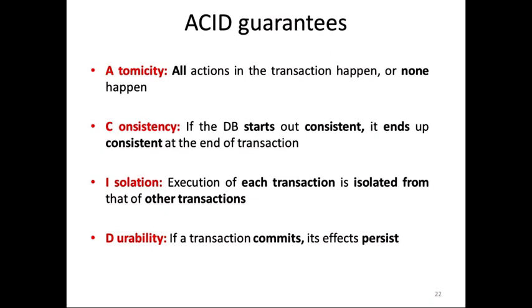Atomicity: all actions in a transaction happen or none happens. So basically no partial executions of transactions. Consistency: if a transaction starts with the database in a consistent state, it should also leave it at the end of the transaction in a consistent state. Isolation basically means that the execution of each transaction should be isolated from that of other transactions. We could also rephrase that as no race conditions.